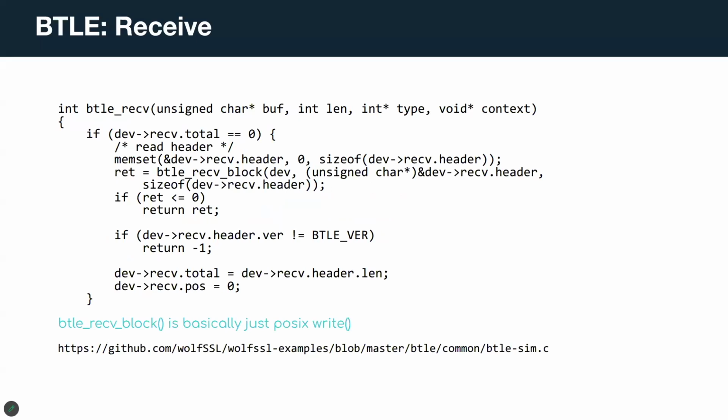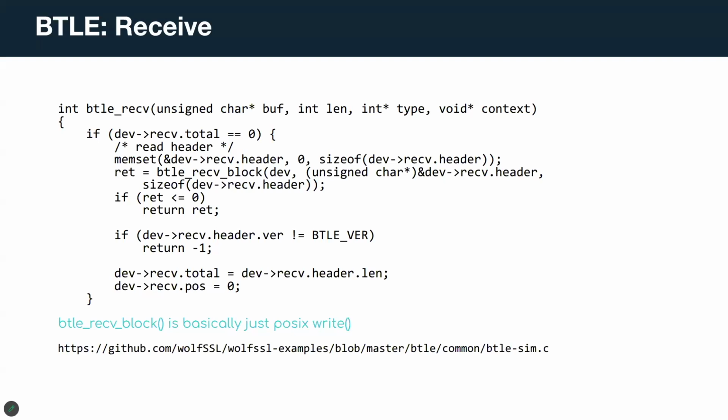So receive is just a little bit more complicated. You're going to check the blocks for the right versions, set the length to the receive, set the receive position. Oh, I'm going backwards. The first thing we do is memset everything to 0, so we're initializing the whole struct to 0, and then we're doing a BTLE receive block, which is basically just POSIX read. Little typo there. Sorry, that shouldn't say POSIX write. It should say POSIX read. And you're going to read into there, and then you're going to again set the Bluetooth version, set the total, and set the position to 0.